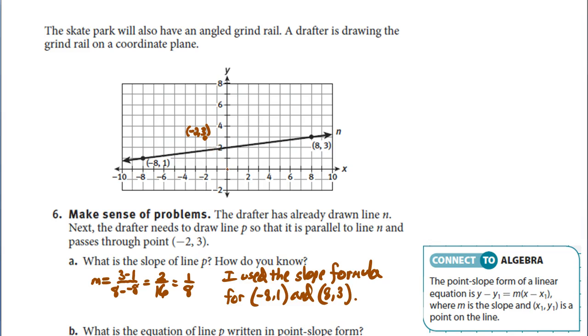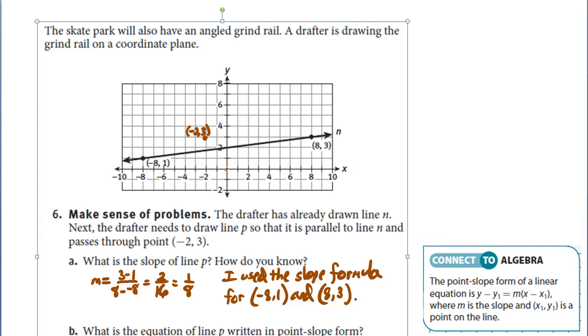So here's the origin. I located negative 2 comma 3. Left to negative 2, up to positive 3, there's the dot. I want to draw a line through that dot that is parallel to this original line. So we have some questions about this. What is the slope of line P? What will be the slope of this line parallel to this line?